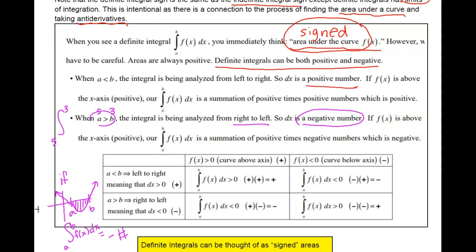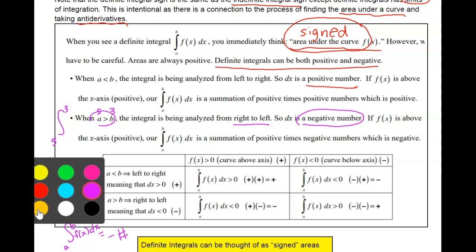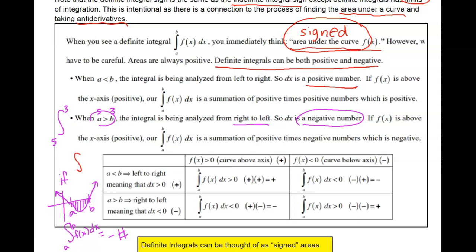So if we wanted to go on the same graph, if we went from B to A, there's two different things at play. One, we're going backwards. So I don't think of it as negative.